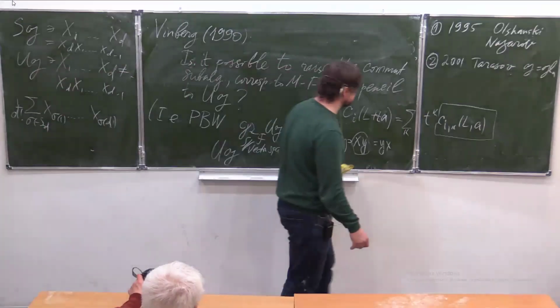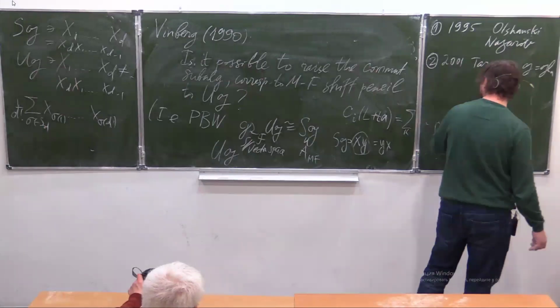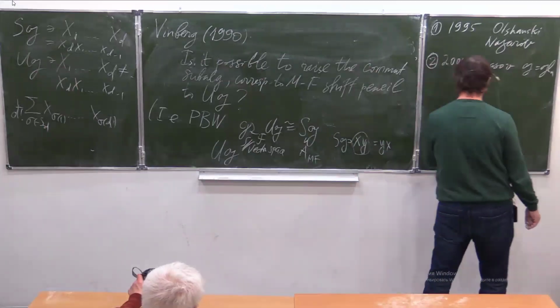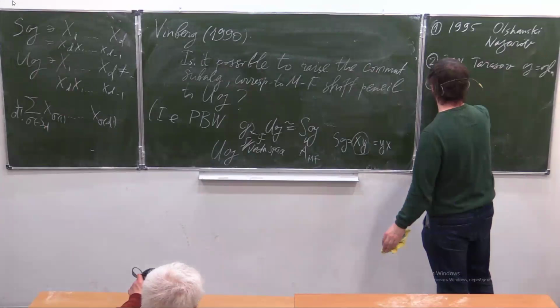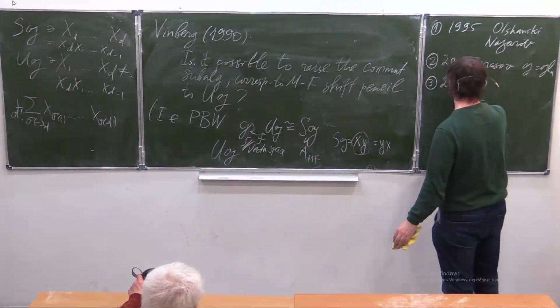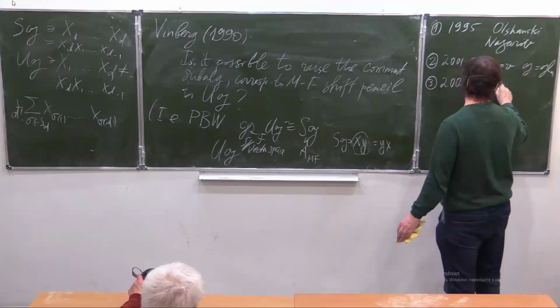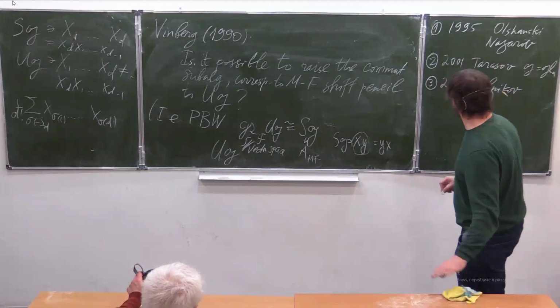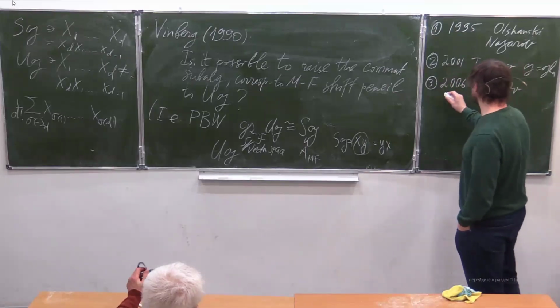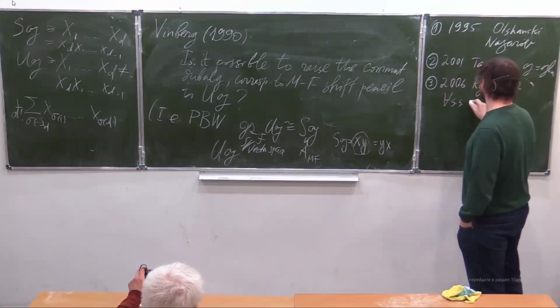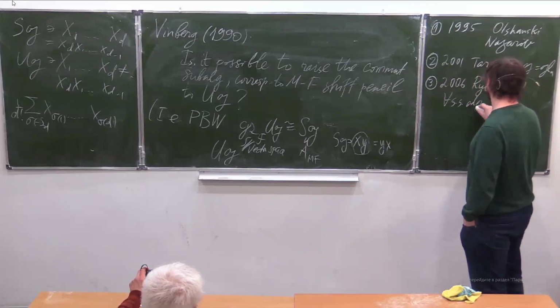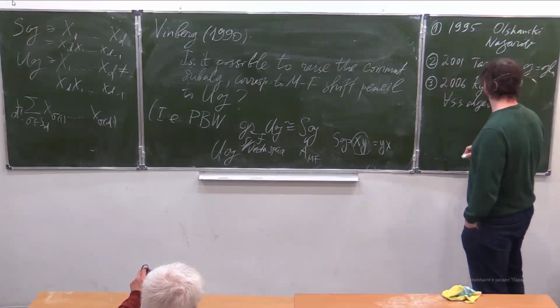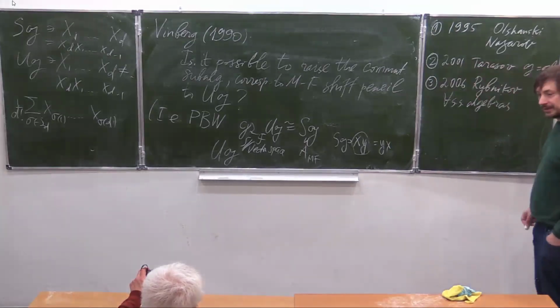Then there was another important paper by Lenya Rybnikov in 2006, I believe, who also did this for all semi-simple algebras, at least for those of them where the Feygin-Fraenkel center exists.